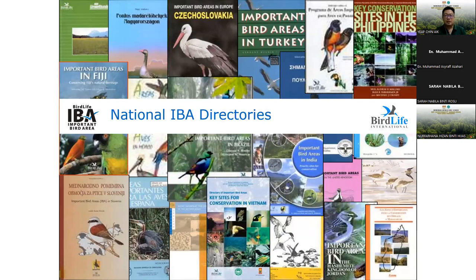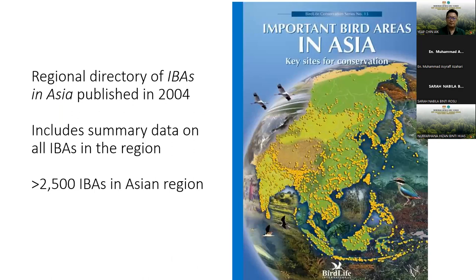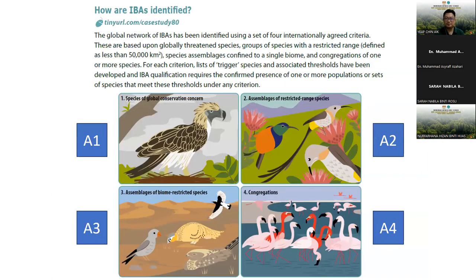And because many countries have done a lot of work in their own countries using IBA criteria, many what we call national IBA directories have been published, including in Southeast Asia. So at a regional level, there is this publication called the IBAs of Asia yang telah diterbitkan pada tahun 2004. And dalam directory ini terkandung semua summary, kesimpulan, data atas semua IBA yang ada di benua Asia. So what you see on the front page, all that nice dots of yellow, those are all the IBAs in Asia. And overall, there are about 2,500 in Asia.